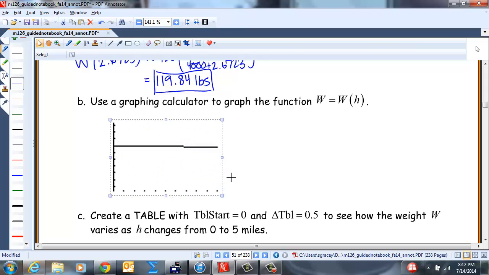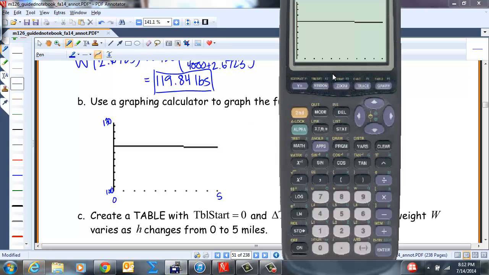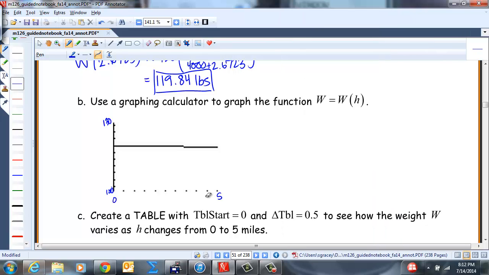Okay, so now we're being asked to create a table. So this one, remember, we did it from 100 to 130, and the x values went from, I think, didn't we do 0 to 5, I believe? Let's check our window again. Nope, we did 0 to 10. So 0 to 10 for our x values. And this was h, and this is w at h.